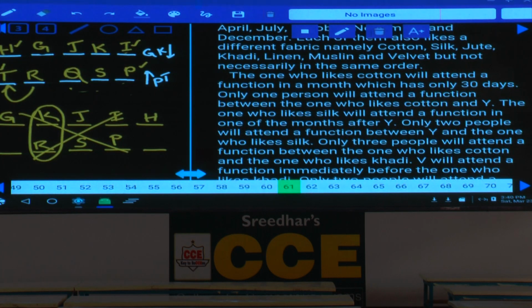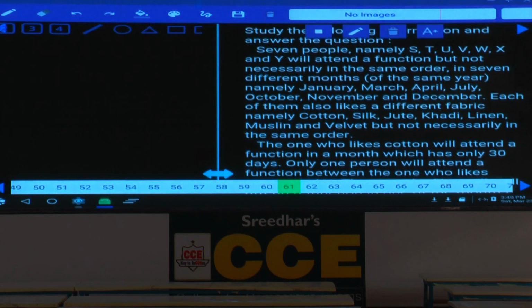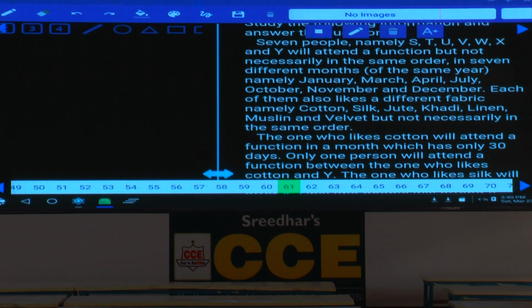Whenever the months are given, we need to fix these months at the center, again in ascending order only. What are the months given here? Starting with Jan. Now this is Jan, next one is March, then April, July, October, November and finally December.